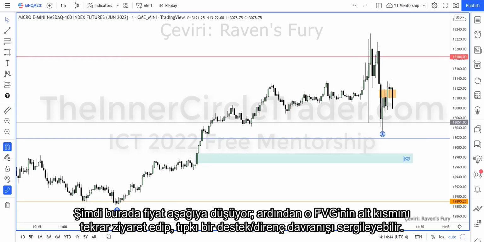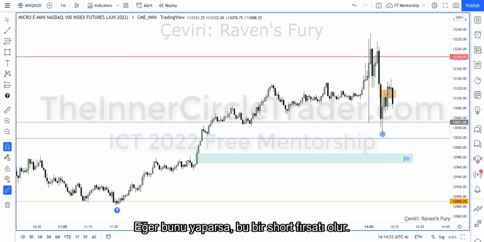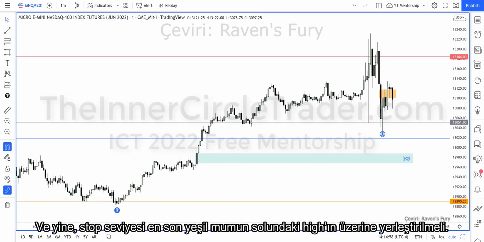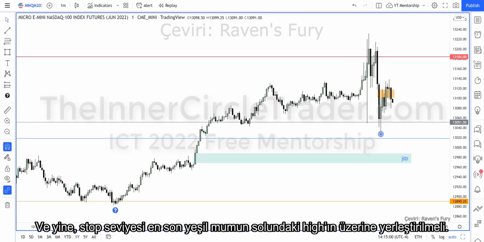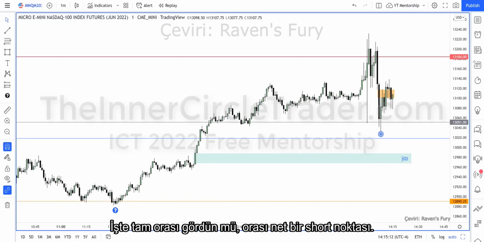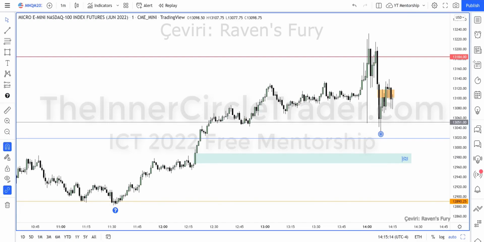So here is the drop down in here. Now I can revisit the bottom end of that fair value gap and bump it, kind of like a support resistance idea. That would be a shorting opportunity if it were to do that. And again, the stop would be placed at the high of the most recent green candle to the left. Right there, see that? That's a short right there.